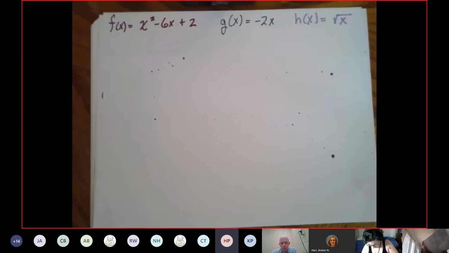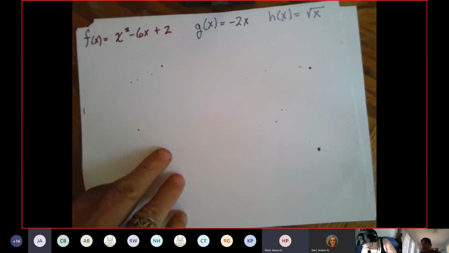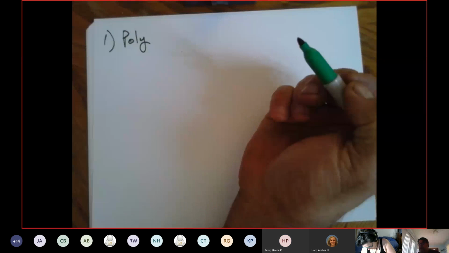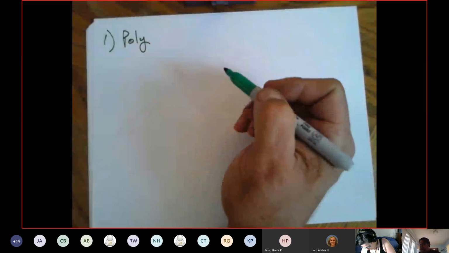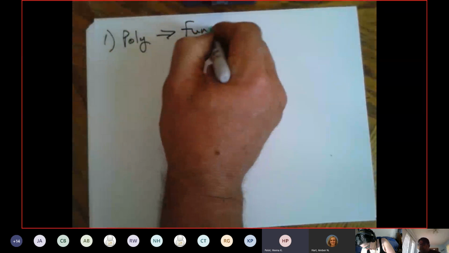All right, so that's one aspect of review. So what have we gone over so far as review? Well, let's go over that right quick. Polynomials. Polynomials being add, subtract, multiply, and divide. Polynomials are also called functions.